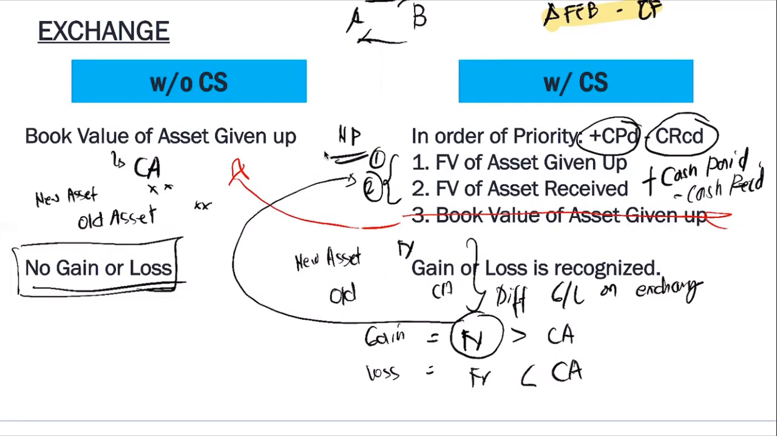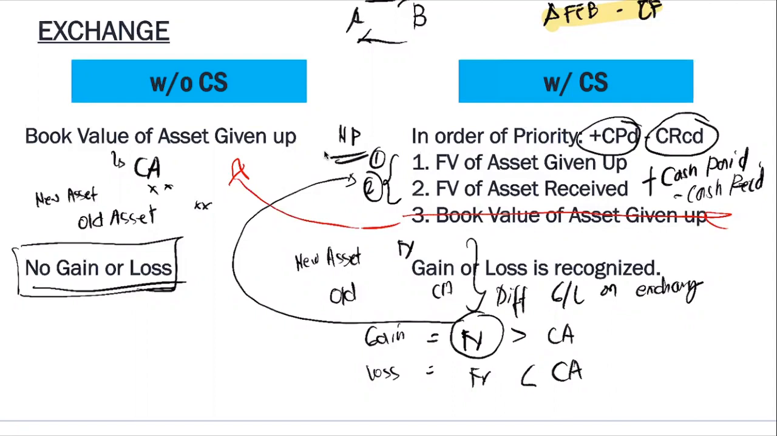Okay, we go back. If that is without commercial substance, there is no gain or loss because we will just debit the new asset and credit the old asset at the same amount, which is the carrying amount of the asset. But if that is with commercial substance, we need to debit the asset at fair value, either fair value of asset given up or fair value of asset received, depending on the priority. And then we will credit the old asset at the carrying amount. So the difference lies now as to the fair value and the carrying amount. If the fair value is greater than carrying amount, we have the gain. If the fair value is lesser than the carrying amount, we have a loss.